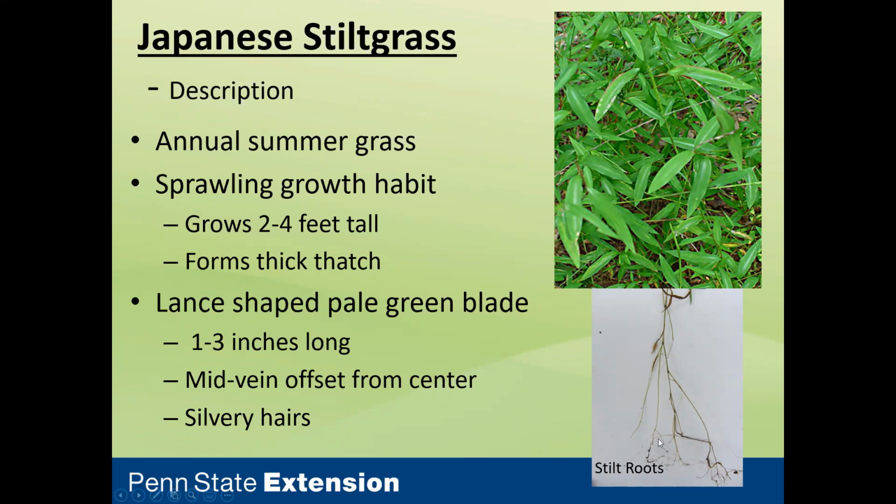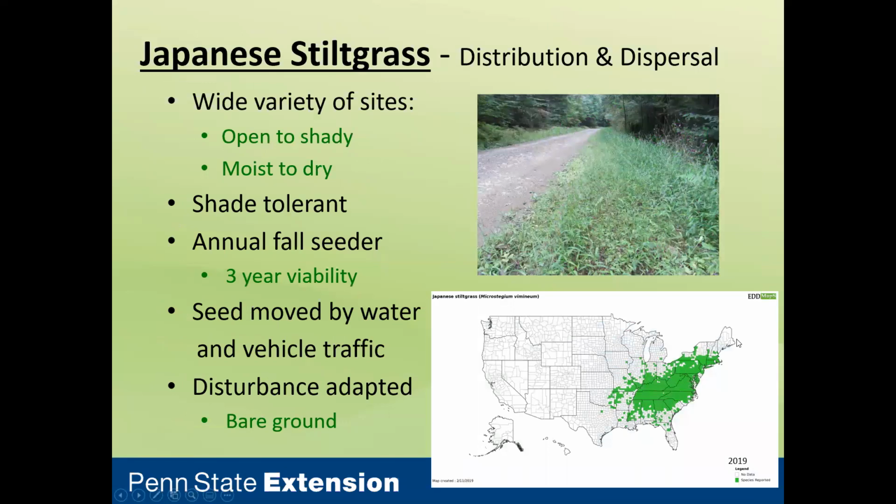This is where it gets its name. These are stilt roots, so when you pull that plant out, you can look for those stilt roots. Another way to identify it is this silver midrib on it that's just slightly off center. This again is an annual grass, so it's germinating in the springtime and maturing and going to seed in late summer, early fall. So it grows in a wide variety of sites, but it is shade tolerant.